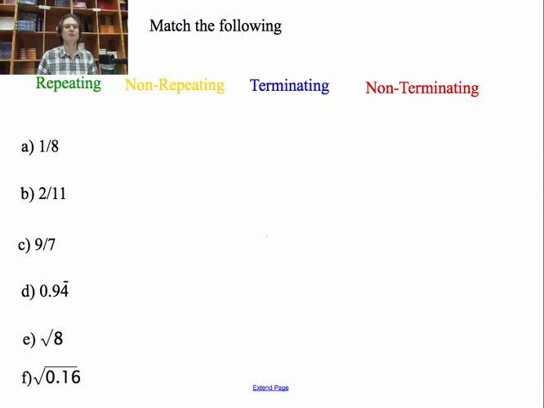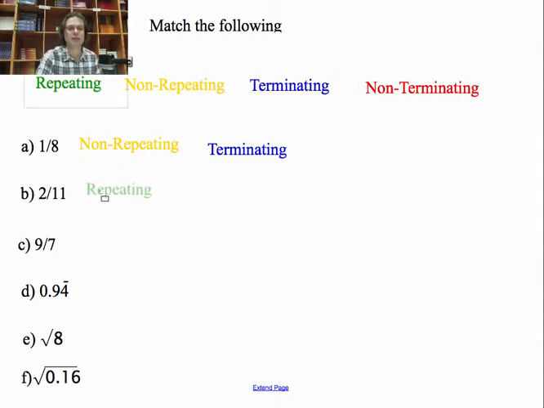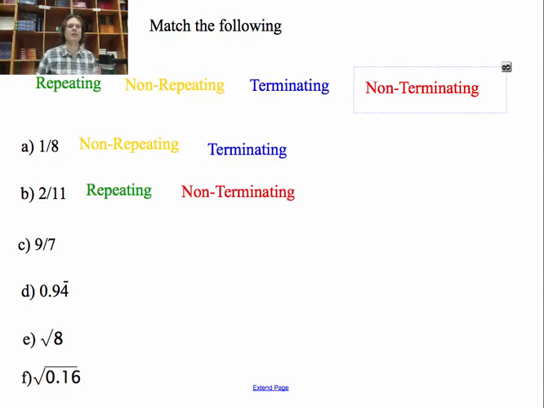Alright, we look at the first one, 1 over 8. Punch it on your calculator. What do you get? You end up getting a non-repeating and terminating decimal because it terminates. It doesn't go on forever. Let's take a look at the next one, 2 over 11. Well, it is repeating. Everything is repeating. It's going on forever if we punch it into our calculator, and this is also non-terminating.